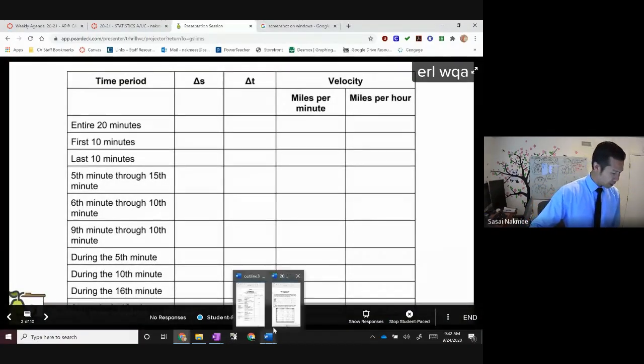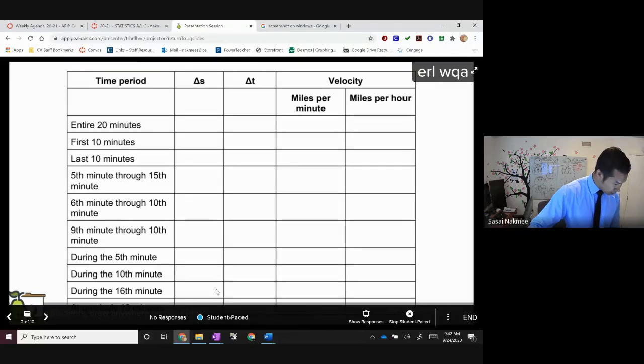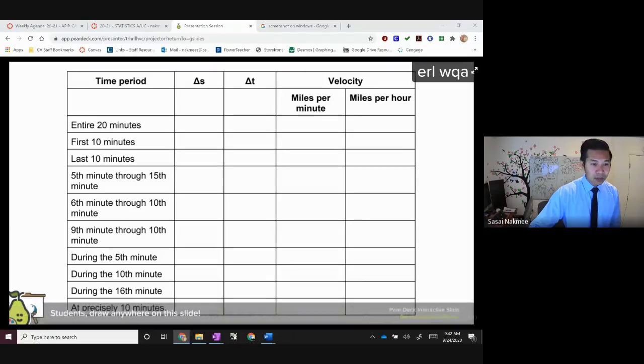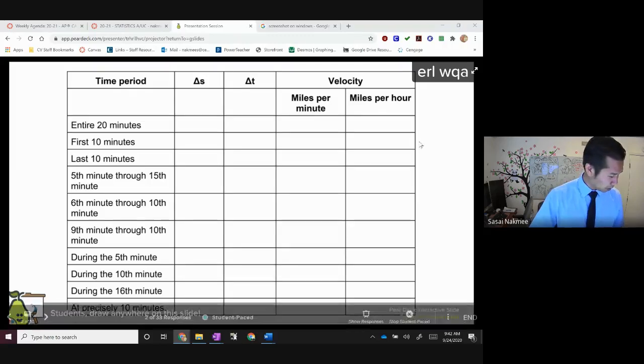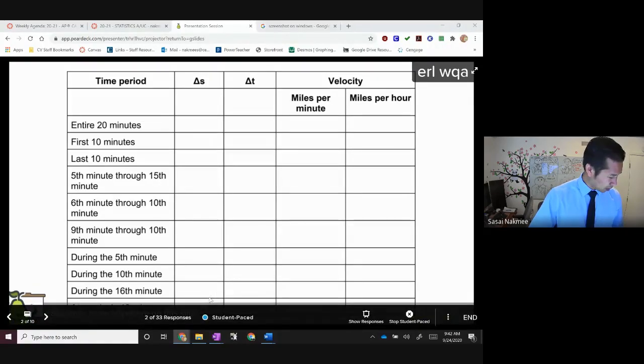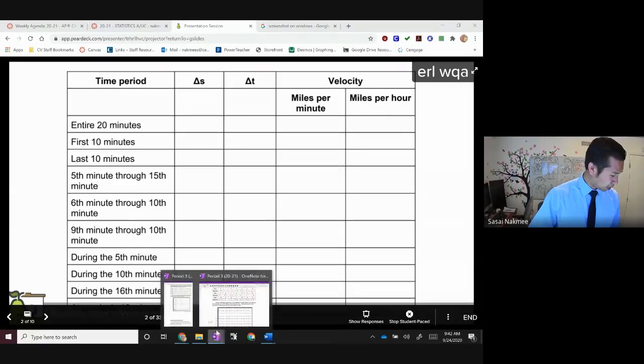Oh no, does it not all fit? Oh, it cut off the bottom of it. That's not good. Yeah, that cut off the bottom of it there. Well, that's okay. You're not going to fill out this whole chart anyways. We're just going to do this one together here.